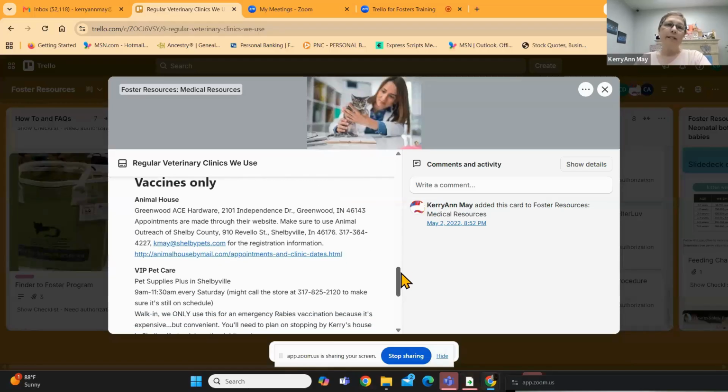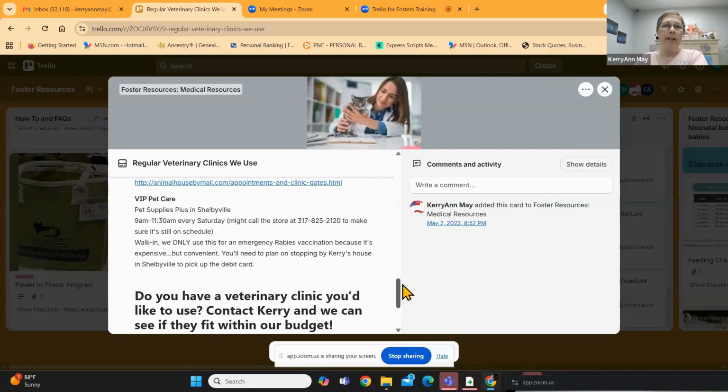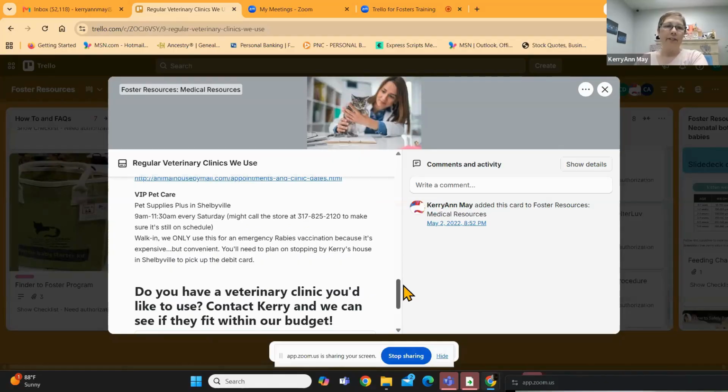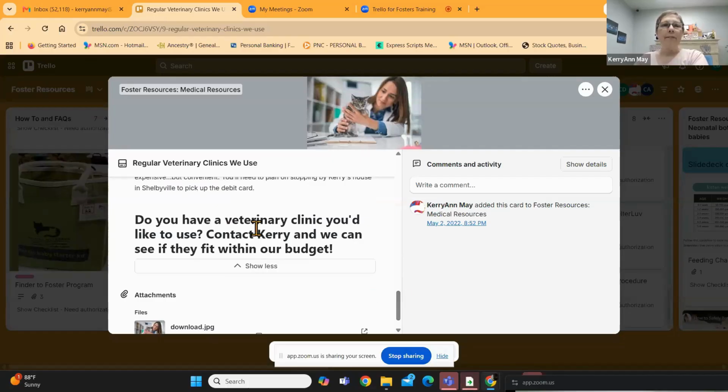And then vaccines only. Sometimes we just need a rabies vaccine or something like that. And so we use Animal House, which says Greenwood, but really it's kind of between Franklin and Greenwood, and then VIP Pet Care, and that's at Pet Supplies Plus. And I think they're every Saturday or every other Saturday. I can't remember. Okay, but again, if you have a vet clinic you'd like to use, let us know, and we'll see if we can add it to our list.